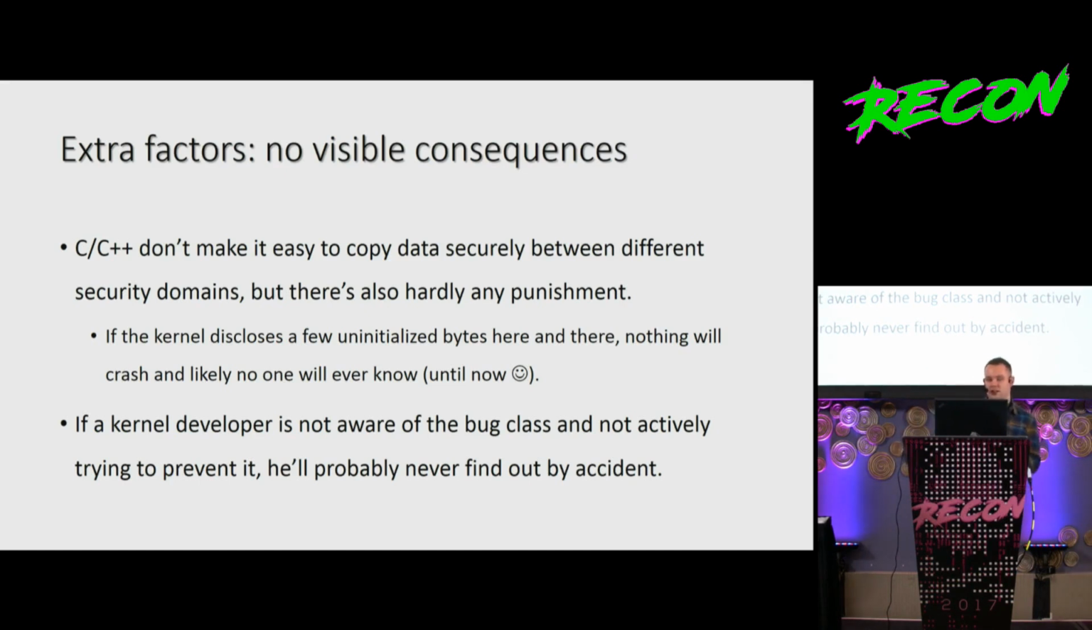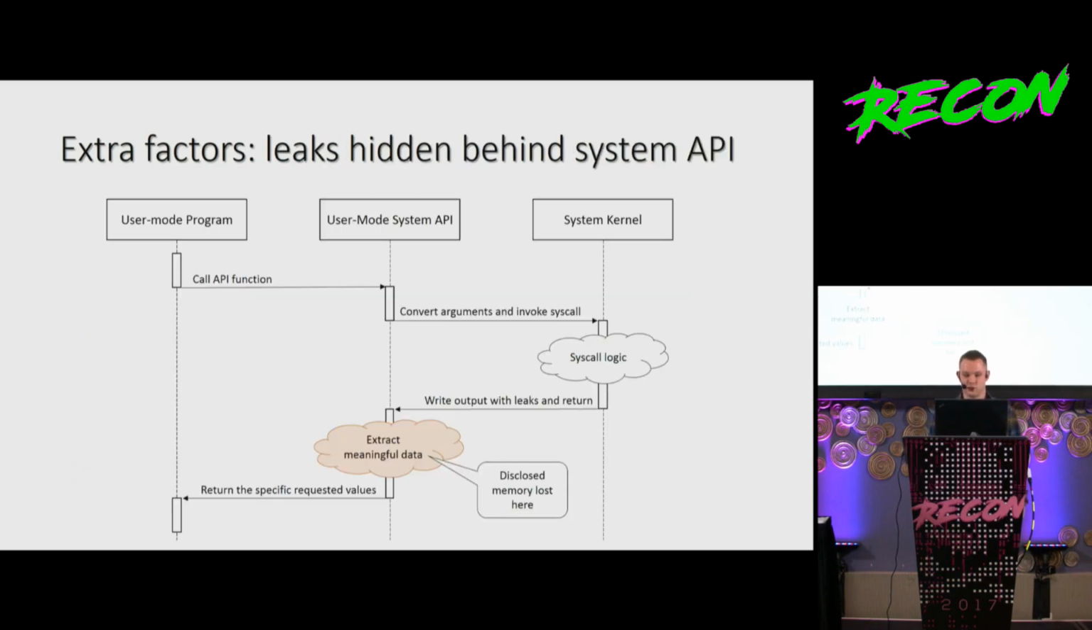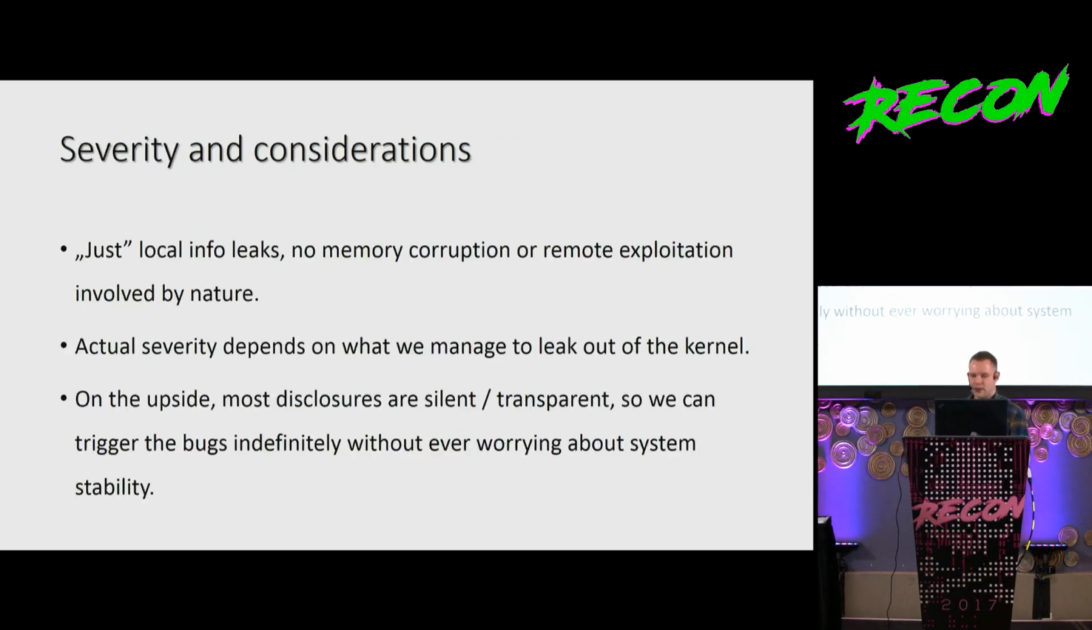This also means that if a kernel developer makes this bug, they won't find out by accident during normal work if they don't look for this kind of bug. And yet another factor is that it might not be so easy to catch this bug in the wild while doing regular work, because even though a system call might return some uninitialized bytes, they could be stripped off by the user mode API that is actually called by the user mode program. So the program could maybe never even see the data that is leaked from kernel mode.